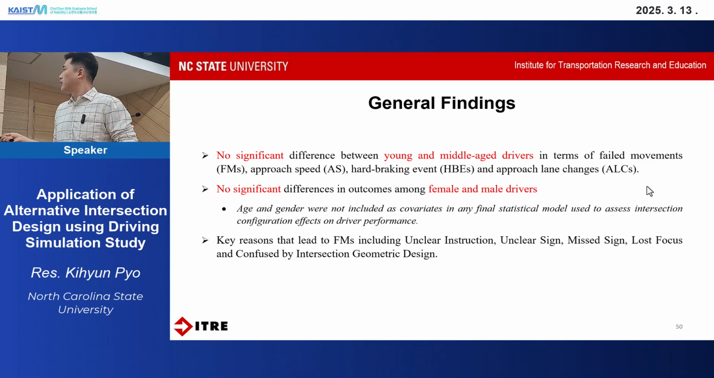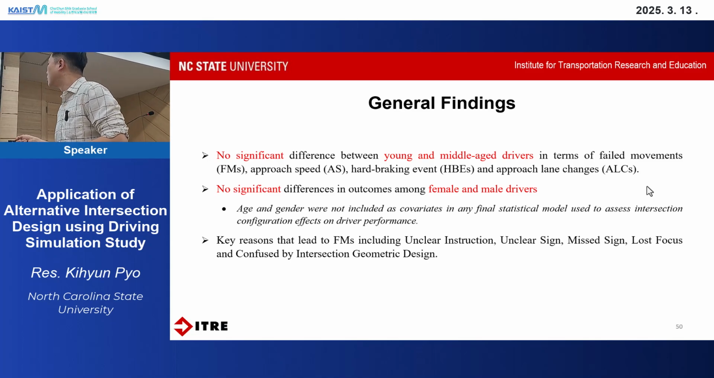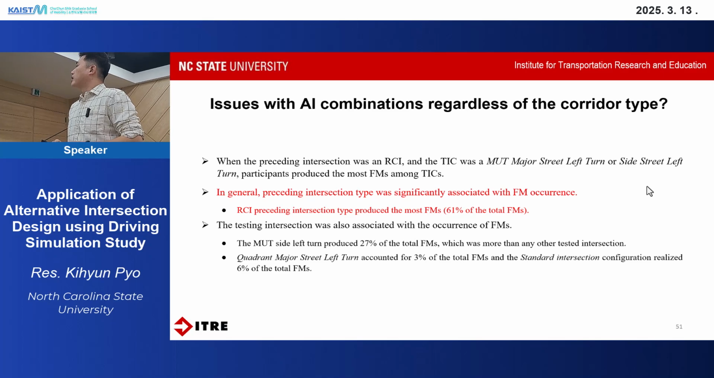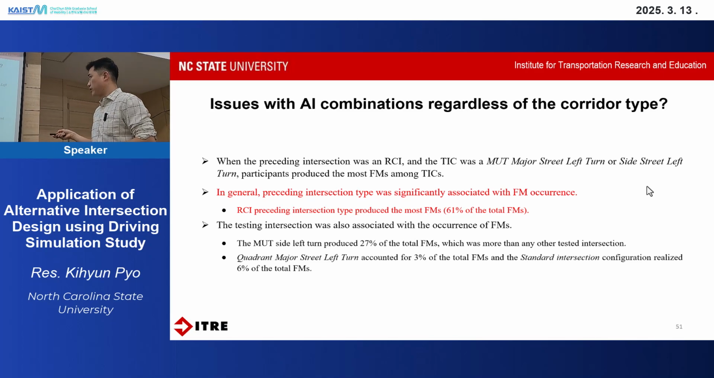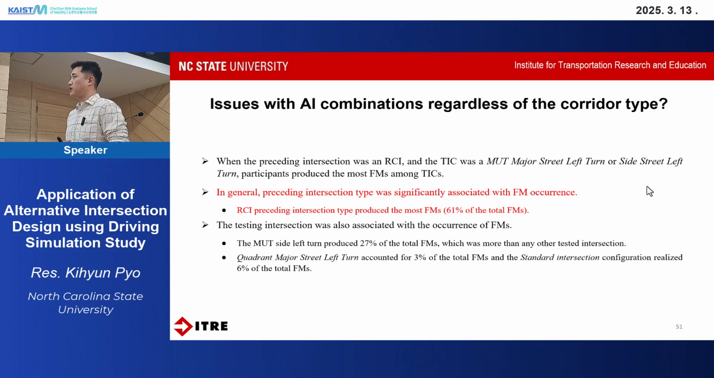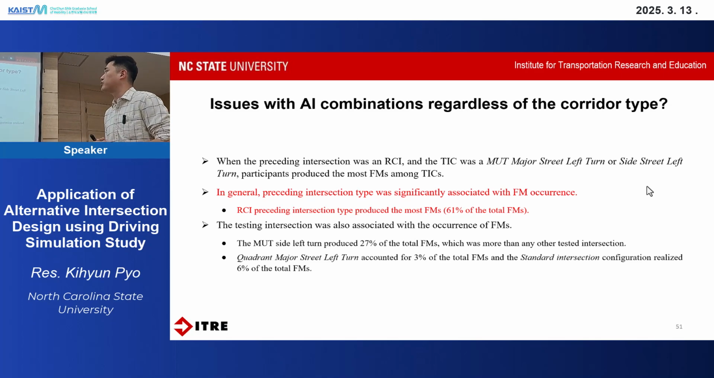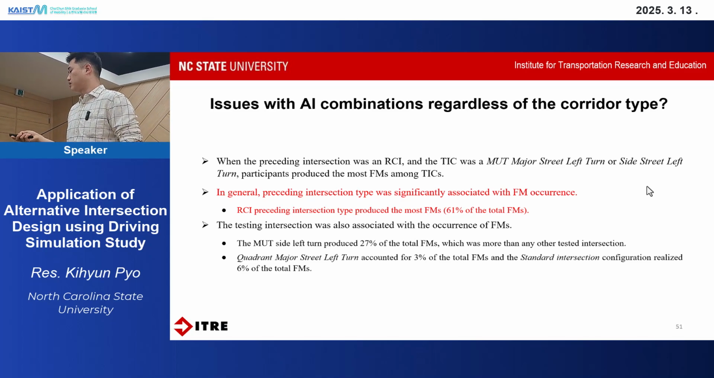And then, there are a lot of factors too. I think this one is a red one. This one is the greatest achievement for this project. So preceding intersection type was significantly associated with failure movement. Specifically, R-cut preceding intersection type produced the most failure movements. Yes, around 60%, more than 60% is very high.